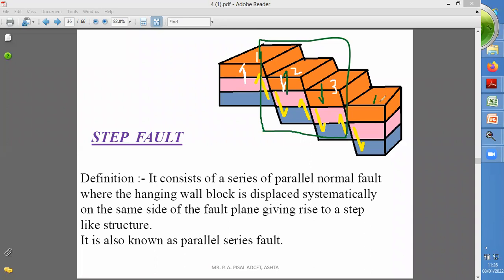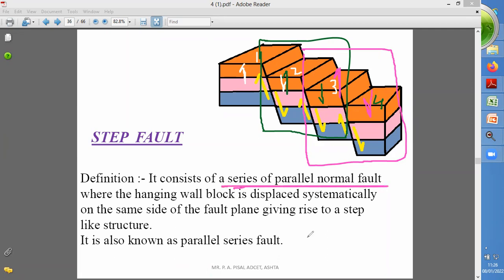Now consider blocks number 3 and 4, these last two blocks. Here in the third and fourth blocks, this block moves downward and this third block moves upward. So again, it is a normal fault. When you look from the first to the fourth block, all these are normal faults. All these are a series of normal faults. It is a series of parallel normal faults.